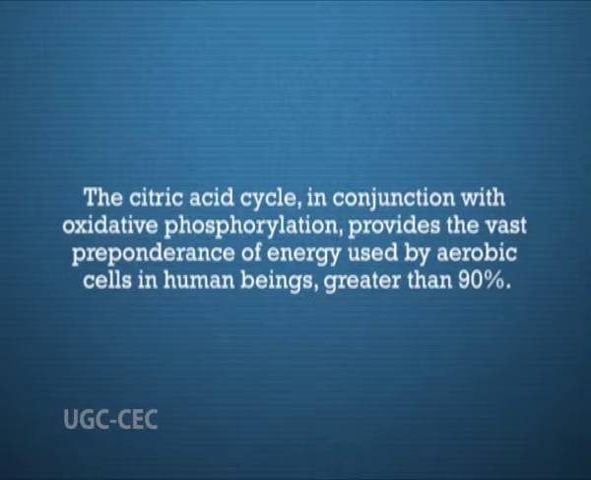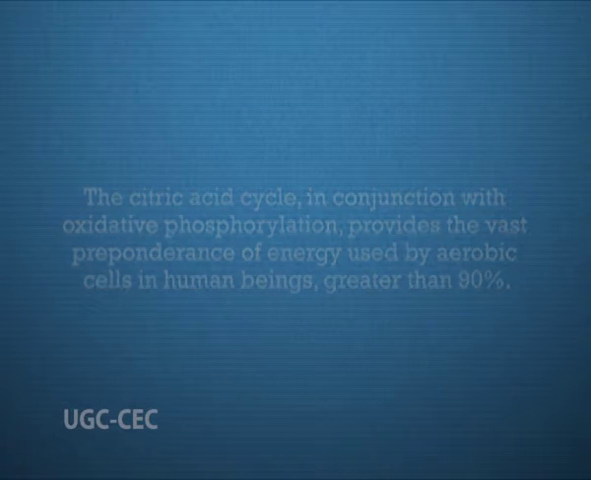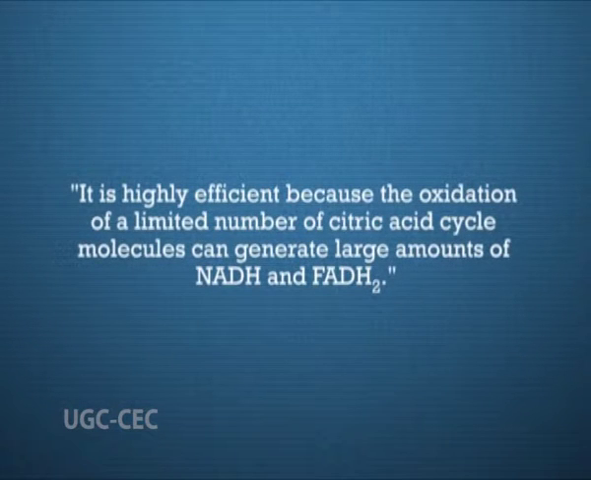The citric acid cycle, in conjunction with oxidative phosphorylation, provides the vast preponderance of energy used by aerobic cells in human beings, greater than 90%. It is highly efficient because the oxidation of a limited number of citric acid cycle molecules can generate large amounts of NADH and FADH2. Before we go into the reactions of the citric acid cycle, let us study the reactions that link glycolysis to the citric acid cycle.